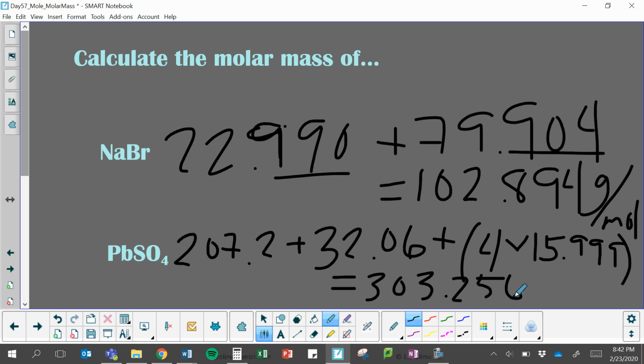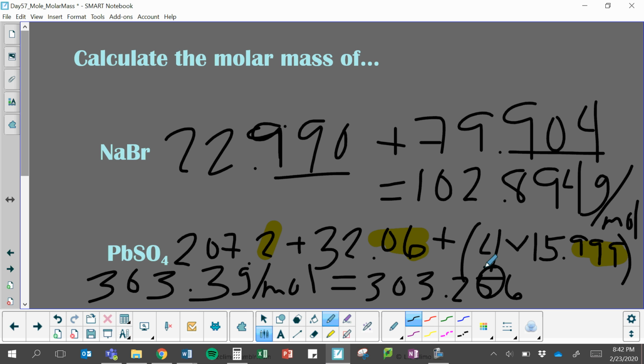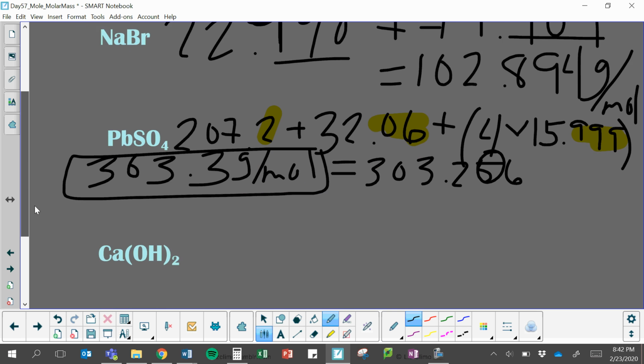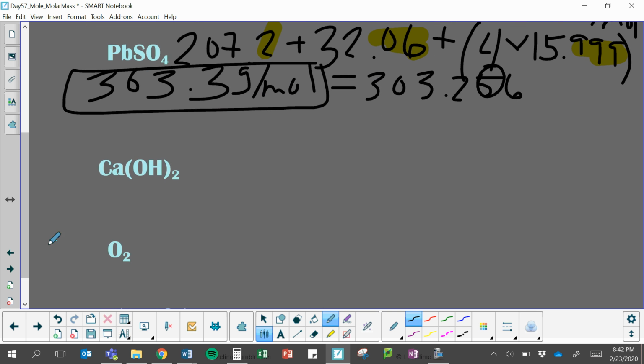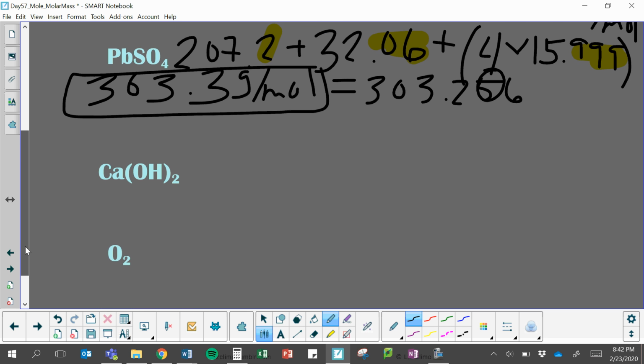But remember our decimal places, this number has 3 after the decimal, this has 2, this has 1. So that means our final answer will only go 1 place after the decimal. So it would be 303.3 grams per mole, because this 5 causes us to round up. Okay, so next you can try these next 2. Pause the video and try them on your own.